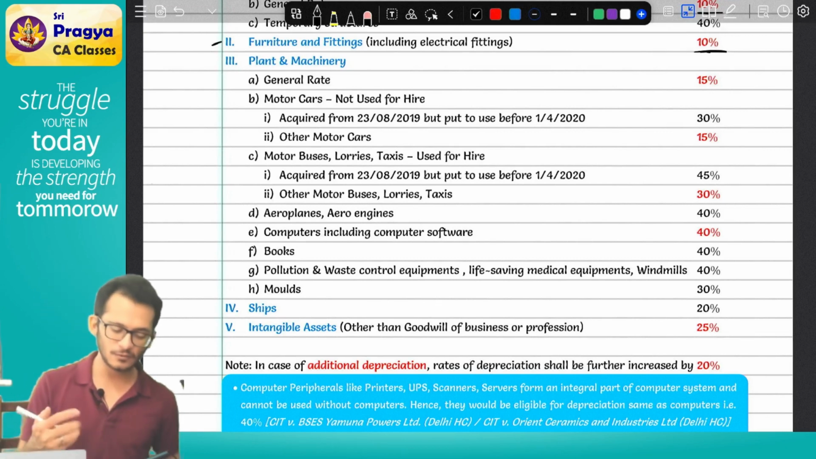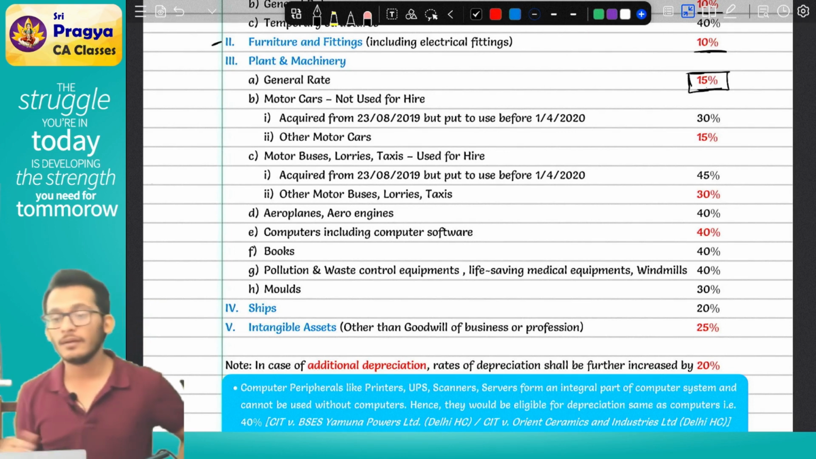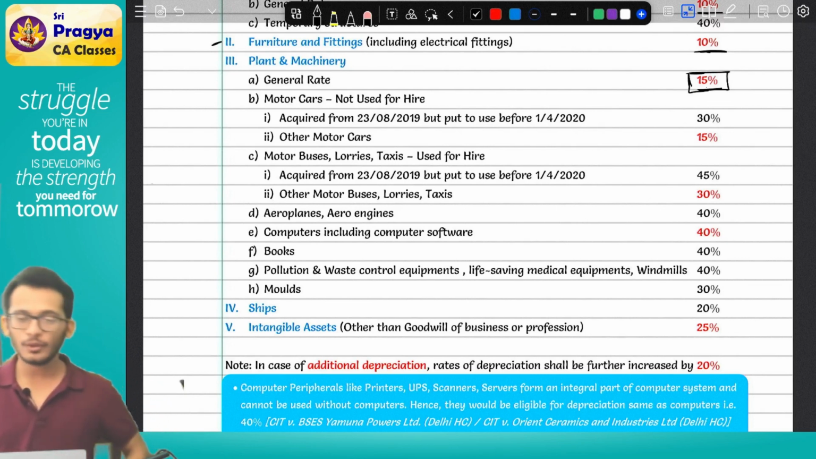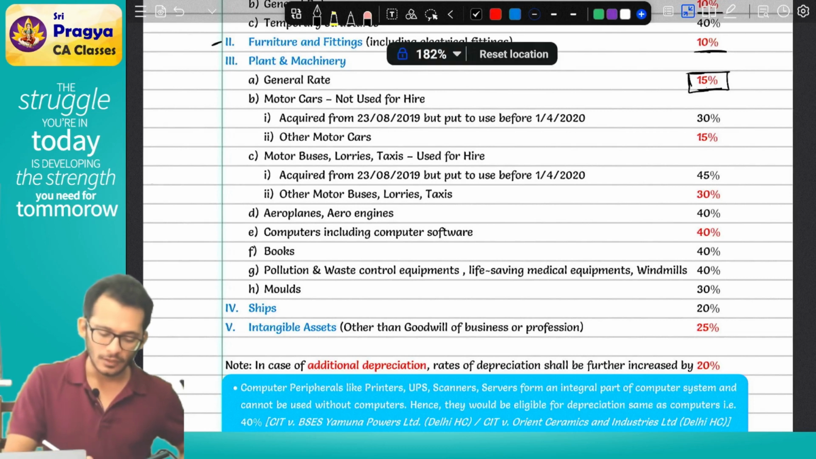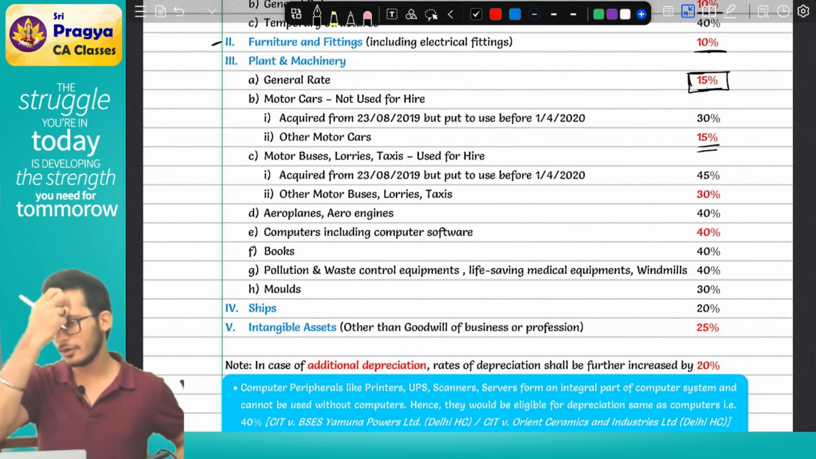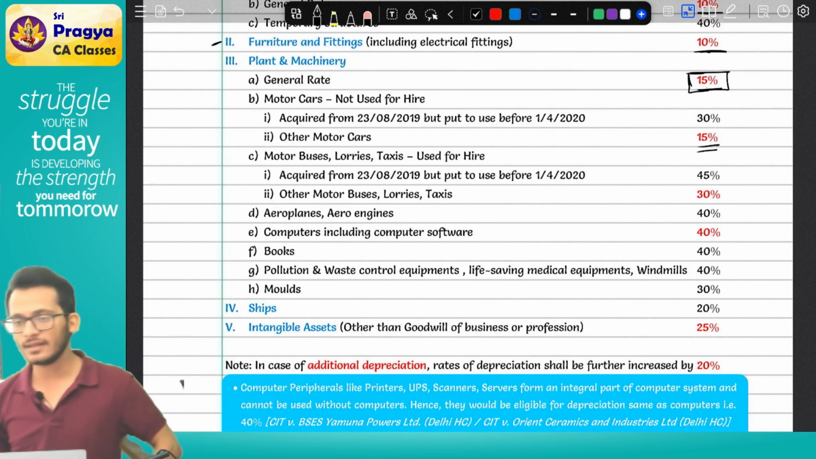Income tax says if you have a general plant and machinery, the rate is 15%. If you have a motor car, the rate is also 15%. But if you are going to use this motor car for hire, which means you are in the business of giving this car to someone else for driving.